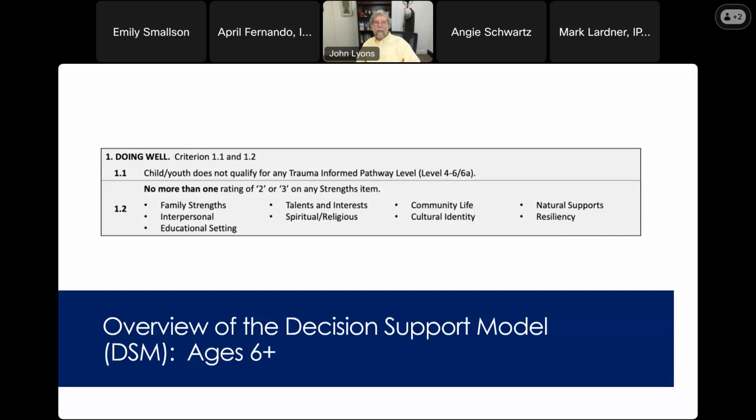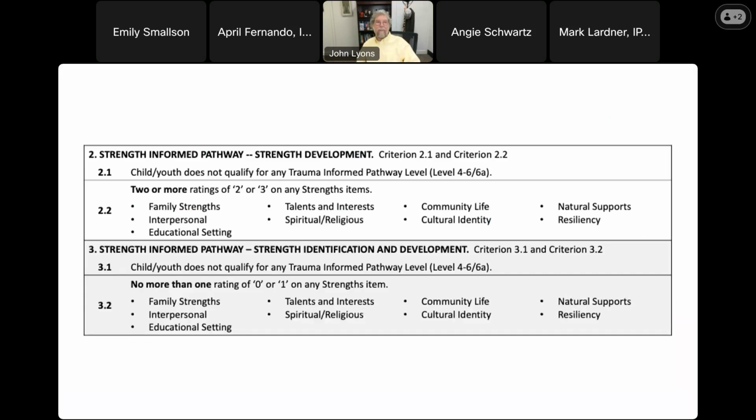For the older kids, same basic concept. You don't have needs, but you do have strengths. That's the group that will be doing well. Second level, if I could have the next slide, for the second class, this is the moderate risk. You don't have needs, but you do have some strengths, but not all strengths. And then for the low strength group, the strength identification platform, you just basically don't have strengths, right? You don't have needs, but you don't have strengths.